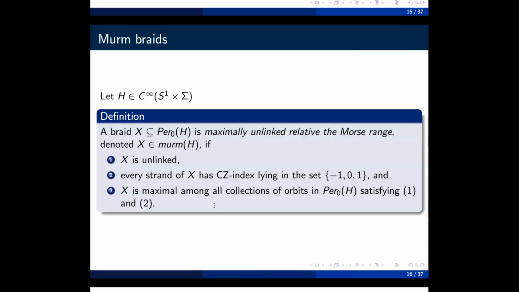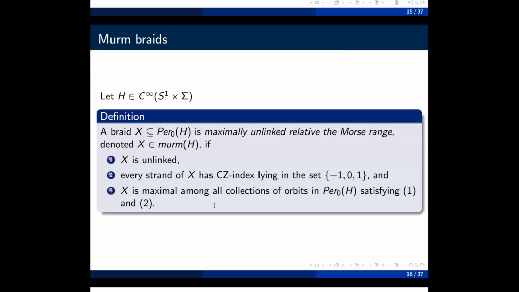So one other way to think about it is to say, if you take some other periodic orbit that has Conley-Zender index inside the Morse range, then it has to link with one of these, right? By link, I really mean that the braid formed by adding that orbit is not unlinked. In principle, you could have linking number 0 with all of these, because the linking number doesn't totally determine the homotopy type of the braid, but okay.